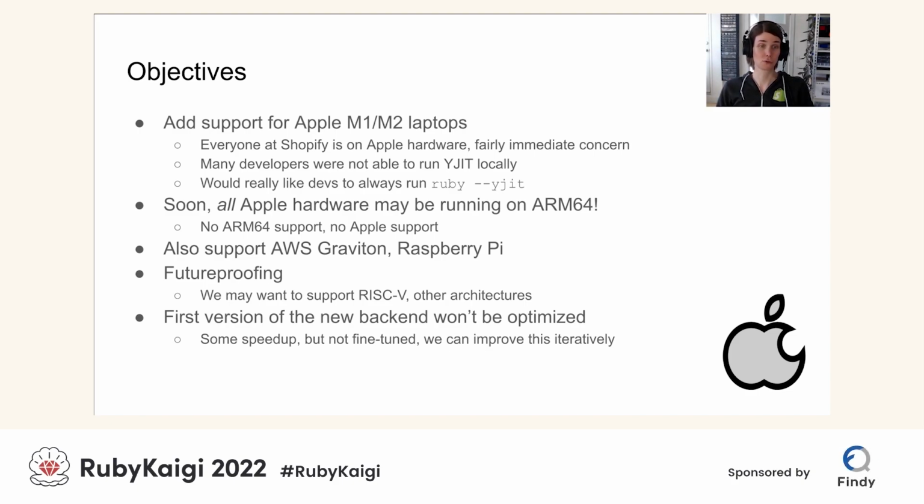There's also a question of future-proofing. Basically, one day we might want to have support for RISC-V and other architectures. But of course, the first version of the new backend won't be optimized. There might be some speedup, but it's not going to be fine-tuned, and we think that we can improve this iteratively.